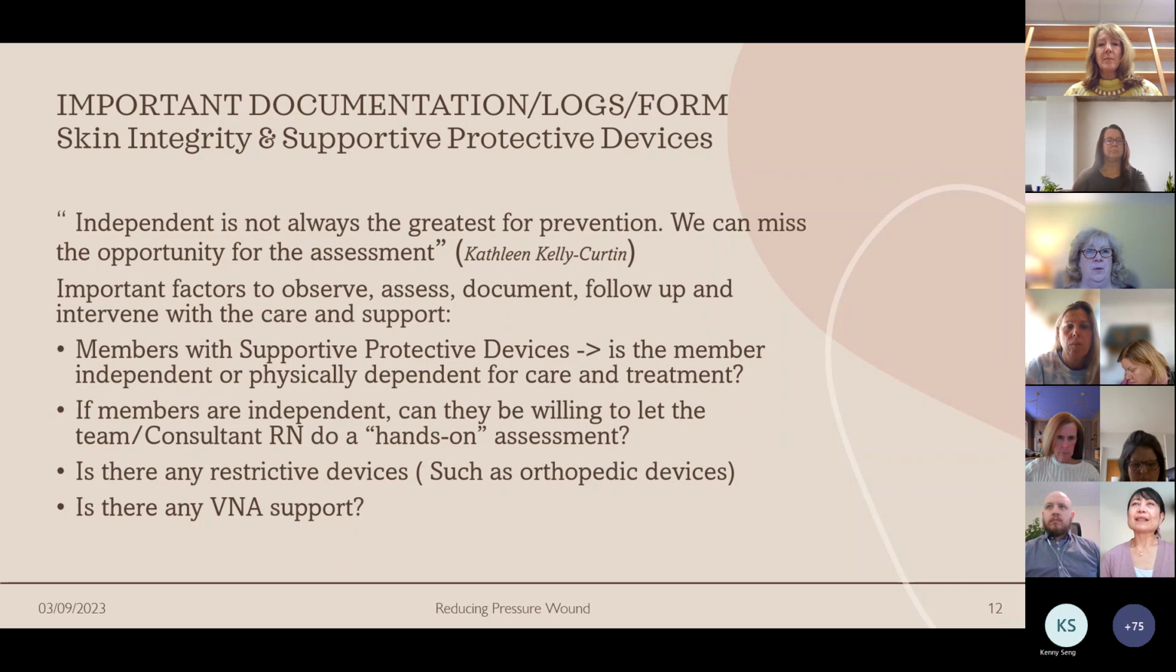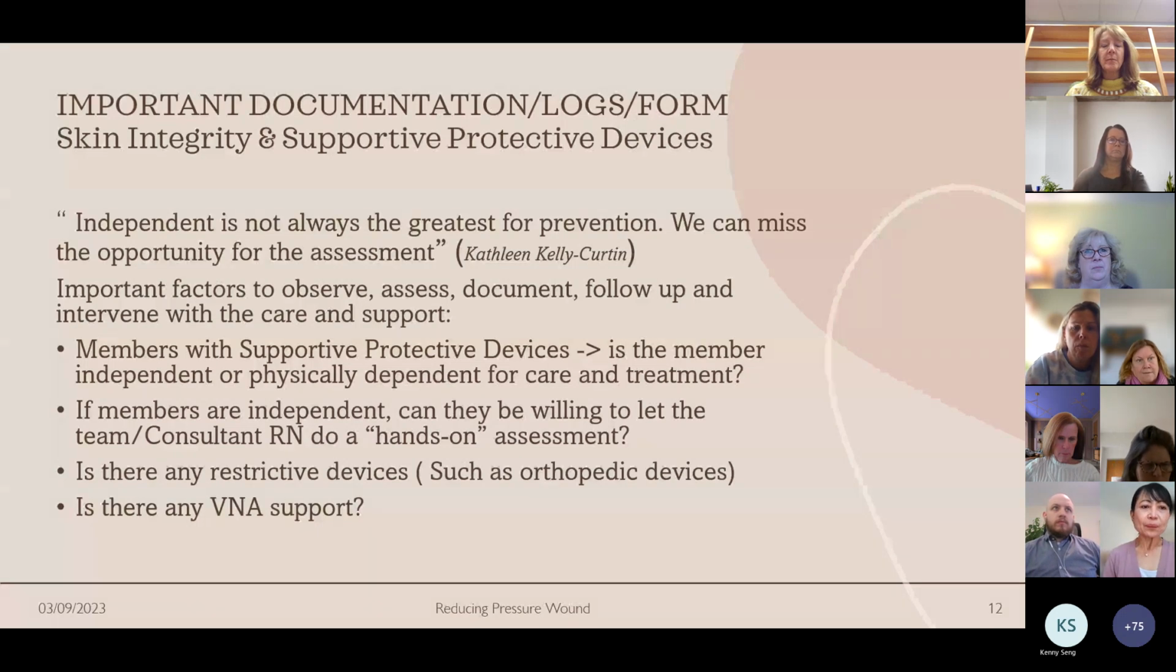Sometimes when we think that the member or the person served is very independent, we can miss the opportunity to do a thorough assessment, because we think, okay, the member can check themselves and will report any concern or whatever occurred to their provider or caregiver. But unfortunately, this is not always the case. So that's why I put that statement there.